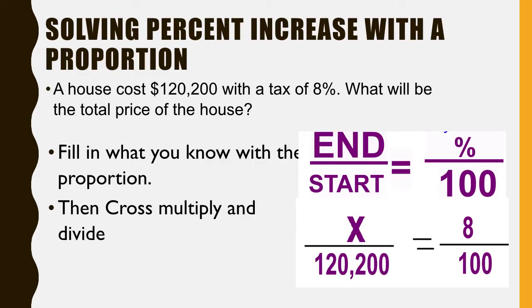Now we're going to learn to do it with a proportion. Solving percent increase with a proportion. Write the example. A house costs $120,200 with a tax of 8%. What will be the total price of the house?